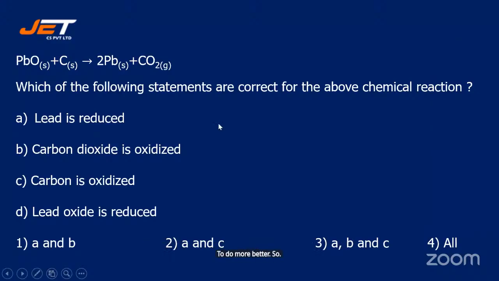So now the first question is, when lead oxide reacts with carbon to give lead plus carbon dioxide, this is the reaction given here. Which of the following statements are correct? First one, lead is reduced. Second one, carbon dioxide is oxidized. Third one, carbon is oxidized. Fourth option is lead oxide is reduced. Which is the right option? So let us see who will give me the answer now. Come on, try quickly, guys.